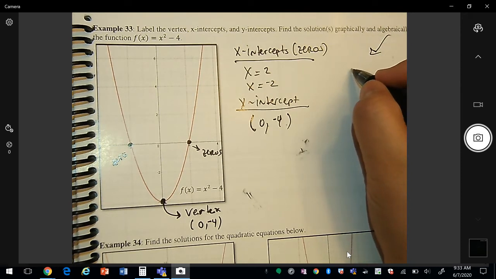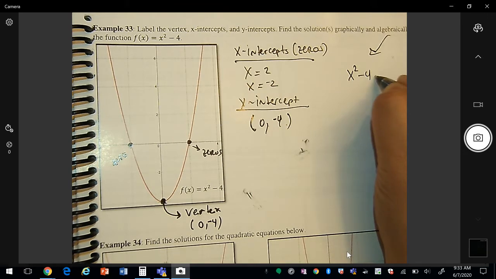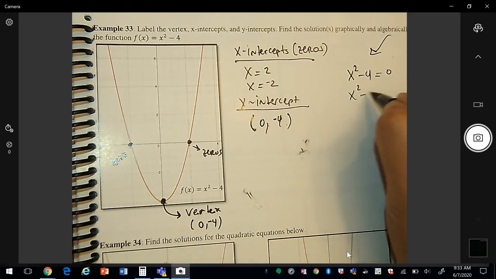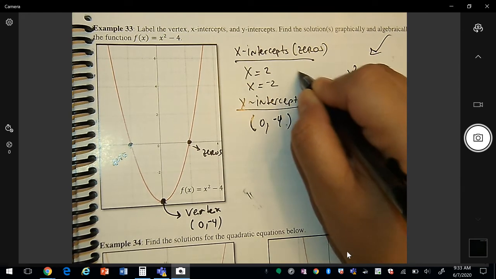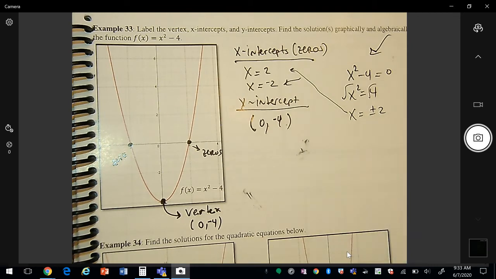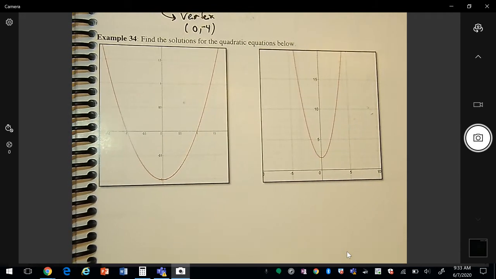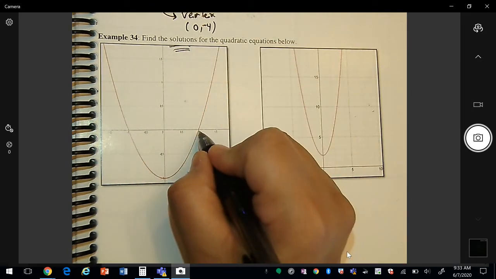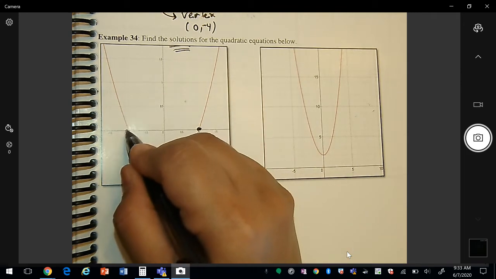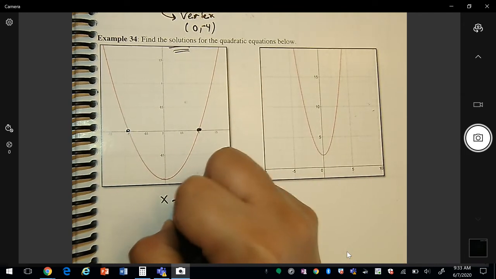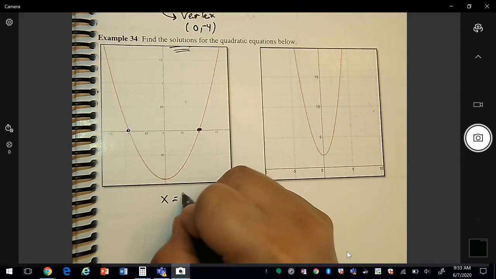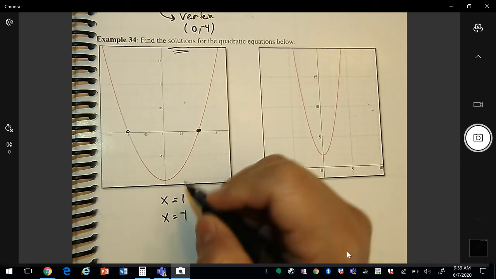Algebraically, we would find the zeros by taking the equation and setting it equal to 0. I can use the square root property, add 4 on both sides. And so we get x is equal to plus or minus 2, which are these two answers here. Find the solutions for the quadratic equations. So here, the solutions, again, just means to find the x-intercepts. So that's one solution, and this is another solution. So we say the solutions are x equals 1 and x equals negative 1.